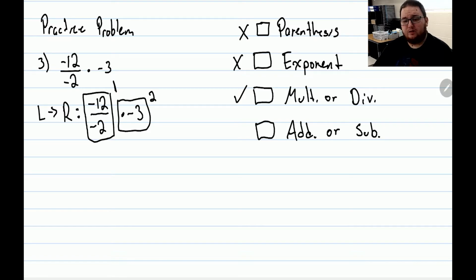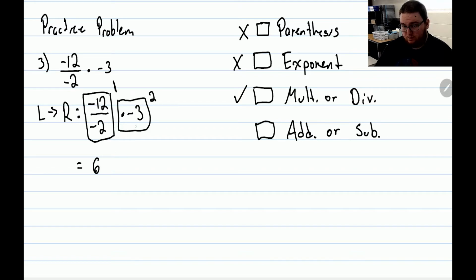So the first one, we have negative 12 divided by negative 2. Well, a negative divided by a negative gives us a positive number. So we know that our answer for negative 12 divided by negative 2 should be positive. And then 12 divided by 2 gives us 6. So we have a positive 6.